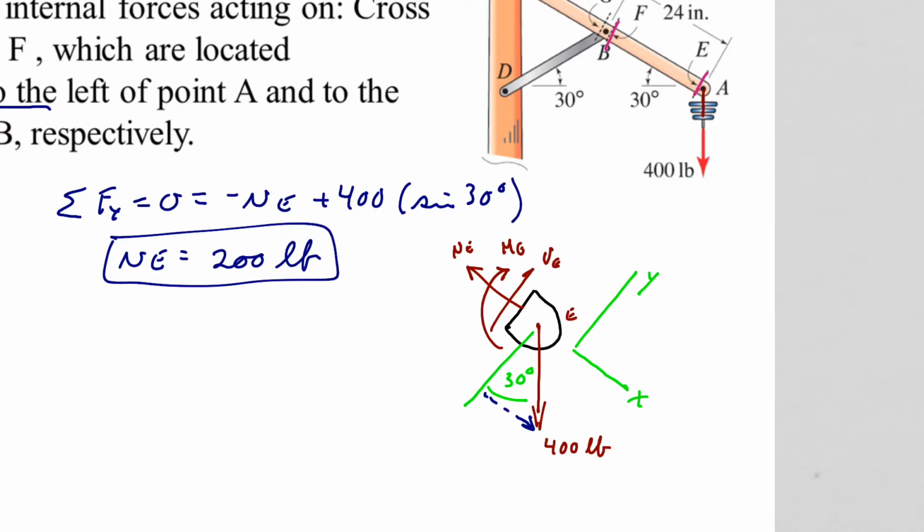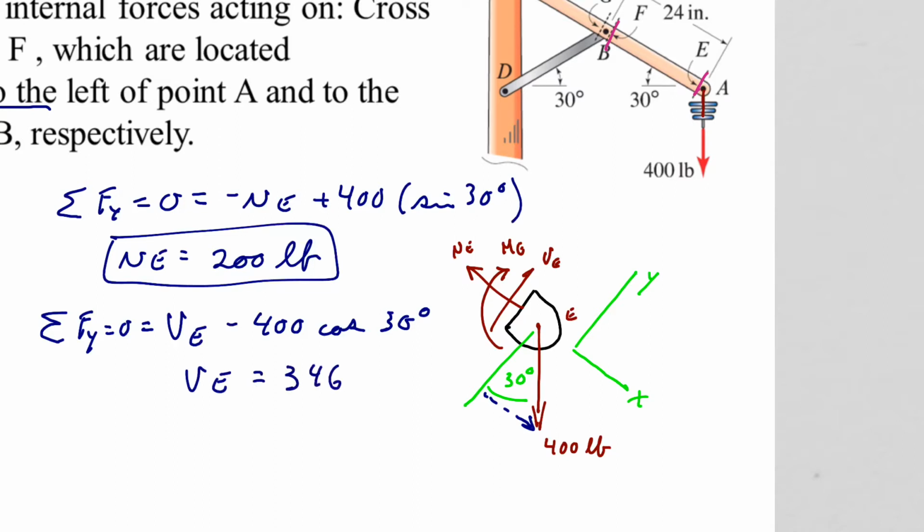Next, I'm going to sum forces in the Y direction. If I do that, I have V sub E, my shear at E, minus 400 cosine 30 degrees. That gives V sub E is equal to 346.4 pounds.